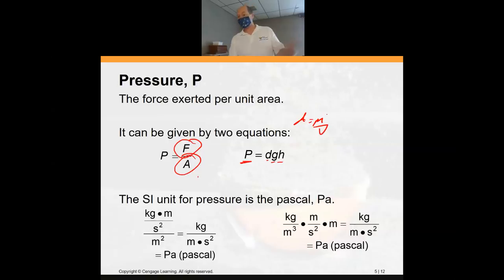For solids and liquids, we use in chemistry grams per milliliter. But again, the SI units are not grams for mass, it's kilograms. The SI unit for volume is not milliliters, it is meters cubed. So the SI units are going to be kilograms per meter cubed.